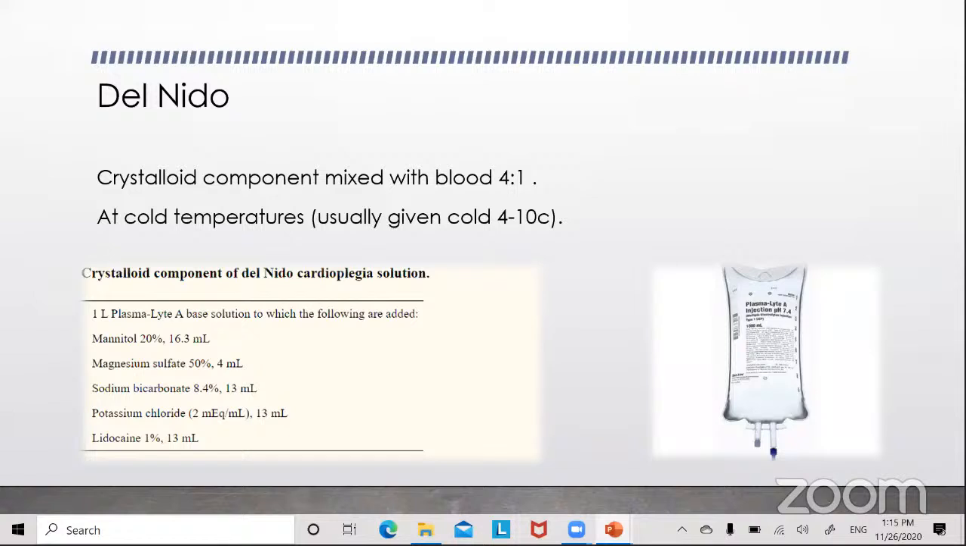So for an example of the 4:1 ratio, it means if we give 1 liter of Del Nido, we will give 800 ml of crystalloid and 200 ml of blood. This is the 4:1 ratio.